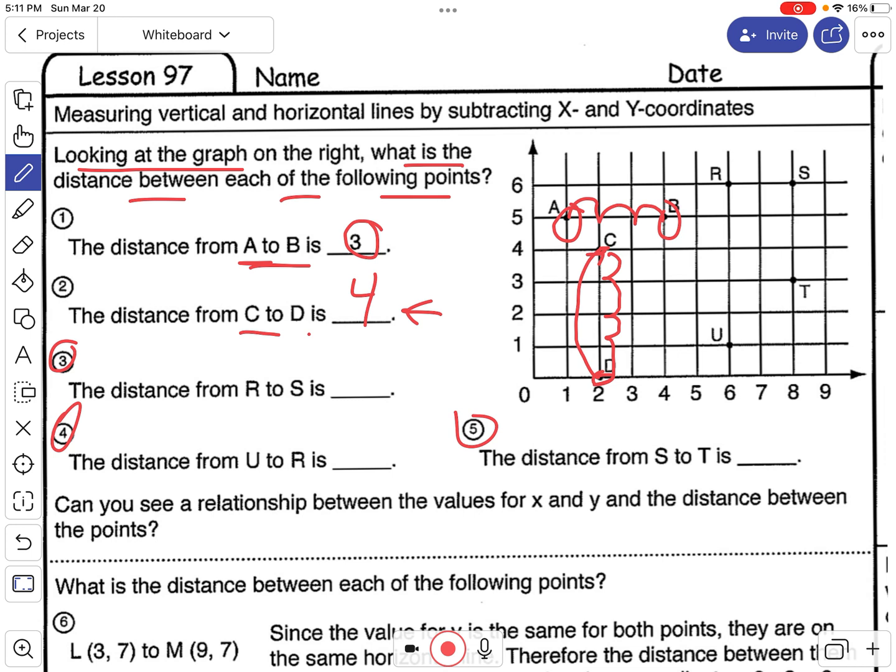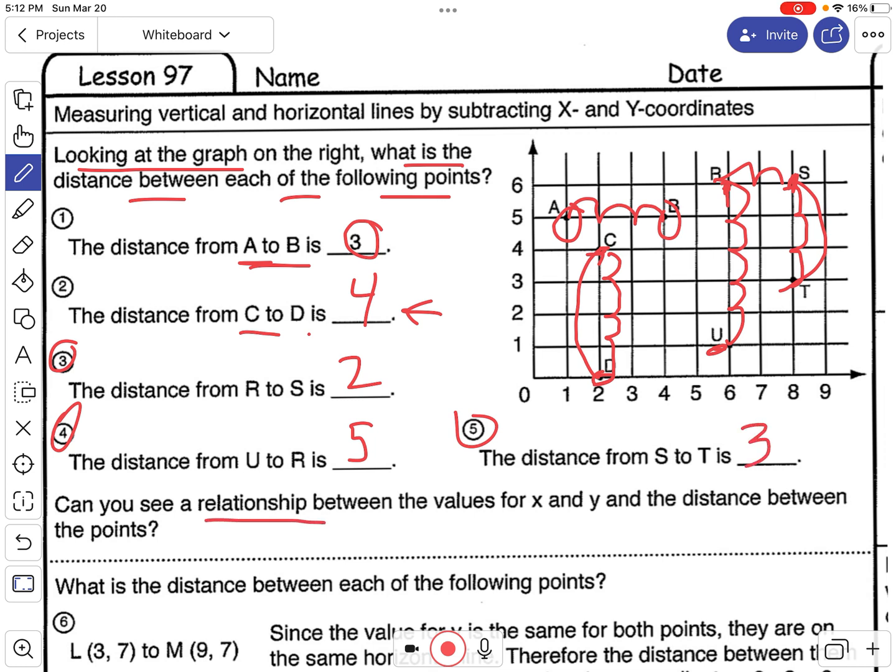All right, number 3 is from R to S. Here's R, here's S right here. That's simply a jump of 2. From U to R, here's U here, here's R up here. So you're going to go 1, 2, 3, 4, 5 to get to there. 5 is the correct answer. And from S to T, here's S and T down here. You're going to go 1, 2, 3 to get there. So the answer is 3.